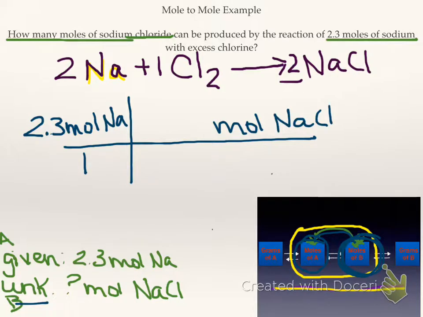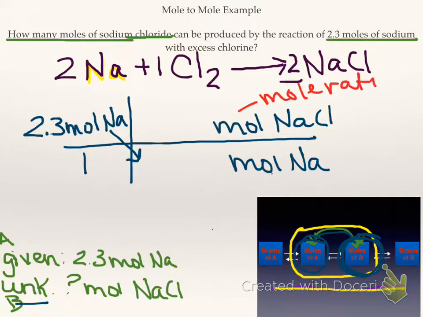Now that I have the top of my truth table filled out, I just bring these units down, so moles of sodium. Now you should recognize this. I have moles of one thing to moles of another thing. That's called a mole ratio. When I have a mole ratio, I use the coefficients of my balanced chemical equation. So moles of NaCl is 2, moles of sodium is 2.